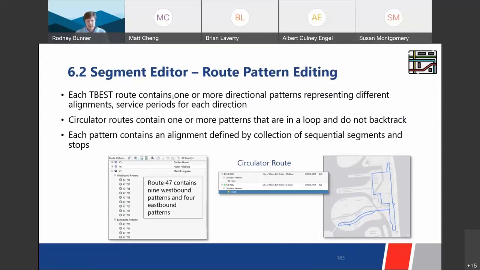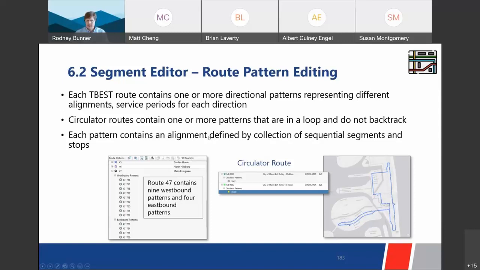All right, so each TBEST route contains one or more directional patterns. The example here is Route 47, which contains 9 westbound patterns and 4 eastbound patterns. So you can see that the complexity of the route can be very large depending on how it's constructed in the GTFS. By default, the exact patterns that are in the GTFS will be replicated in TBEST, and each one will be listed under their direction.